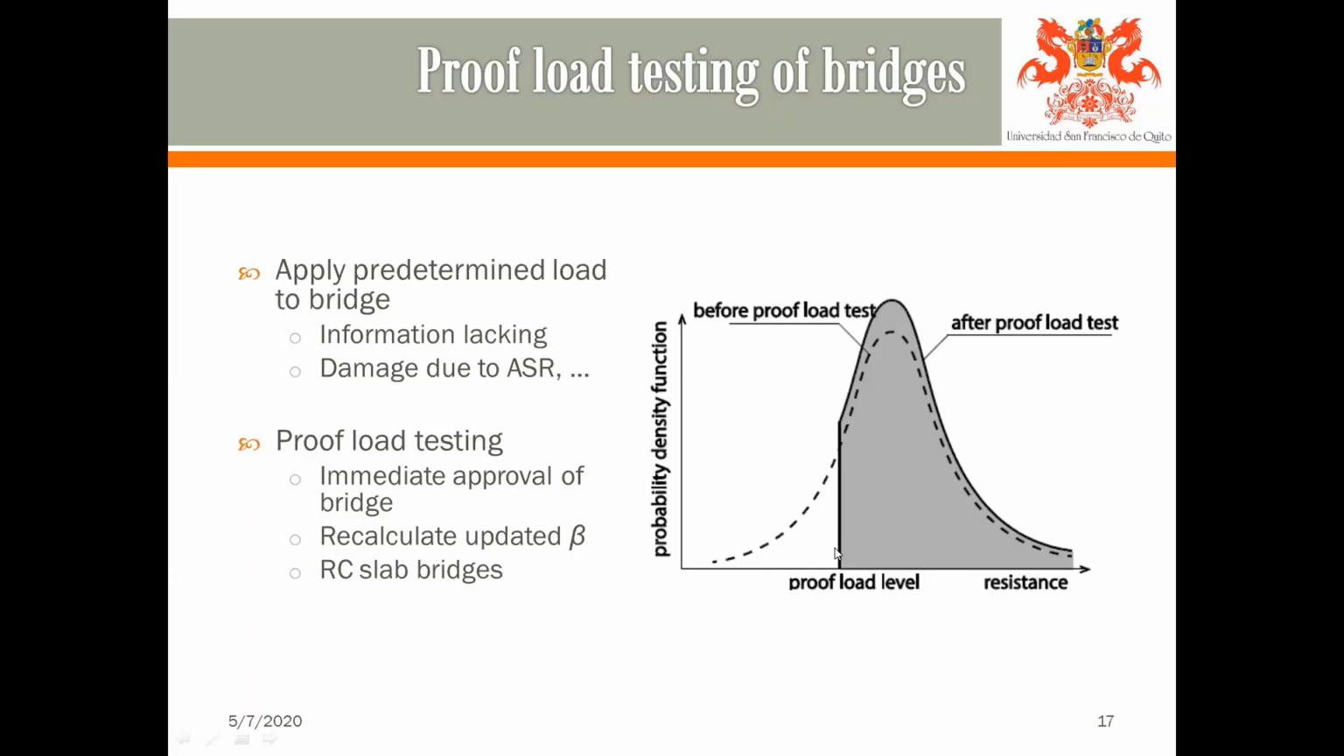So we can update that distribution function, that density function, and based on that, recalculate the reliability index of the bridge. Now, as I said before, we typically use load testing for bridges on which we have large uncertainties. That can be if information is lacking, or for cases where we have damage, for example, caused by alkali-silica reaction, and we don't really know what the effect on the capacity is.